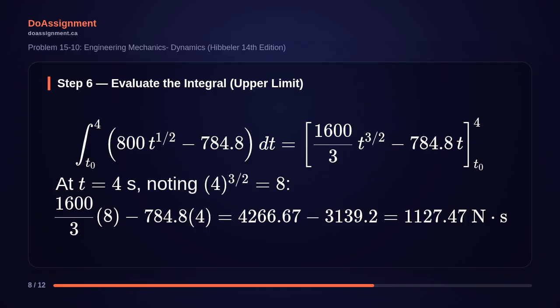Integrating 800 times t to the 1/2 minus 784.8 gives the antiderivative 1600 over 3 times t to the 3/2 minus 784.8 times t. Evaluating at t equals 4 seconds, 1600 over 3 times 8 minus 784.8 times 4 equals 4266.67 minus 3139.2, which is 1127.47 newton seconds.